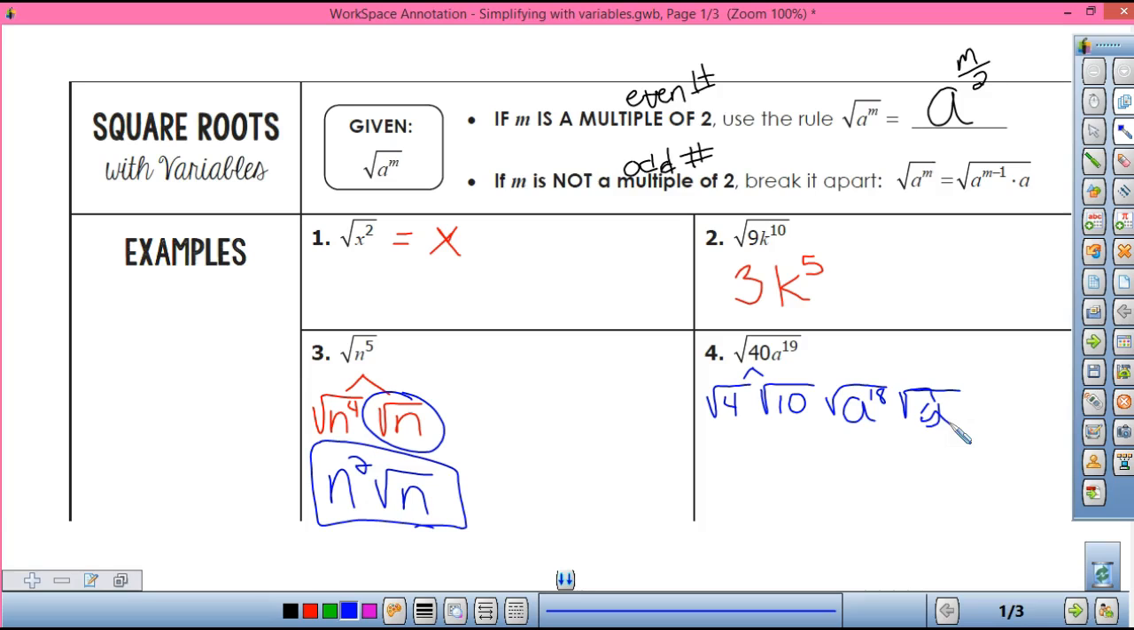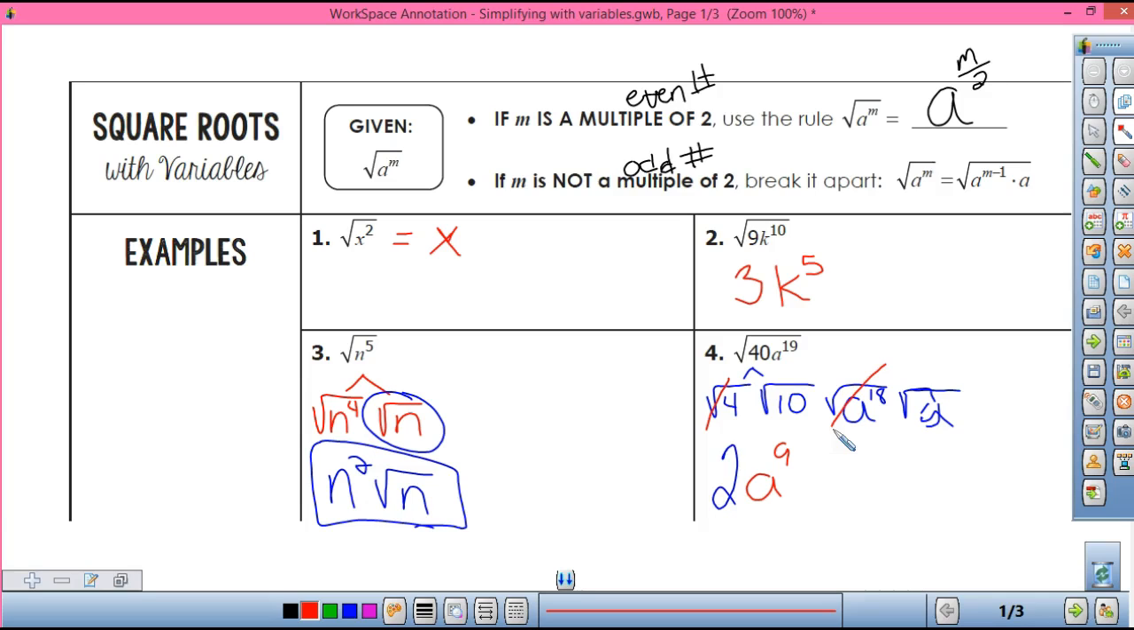All right, so can I take the square root of 4? What do I get? 2. Can I take the square root of 10? No, so I'm just going to leave that here for now. But I got rid of the square root of 4. Can I take the square root of a to the 18th? Yes. What do I get? A to the 9th. So we simplified those two, right?